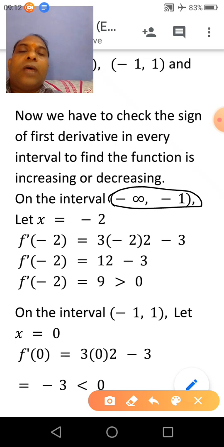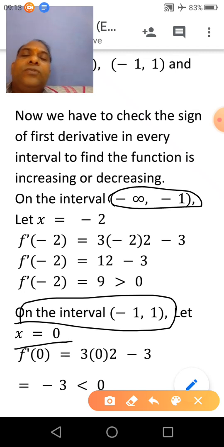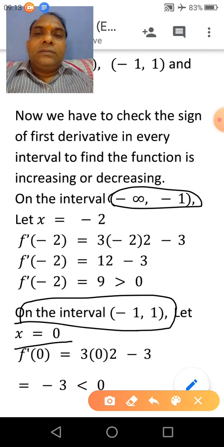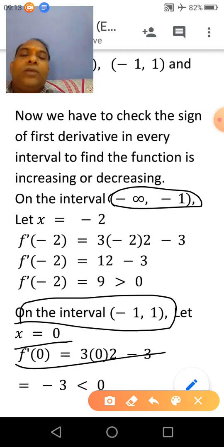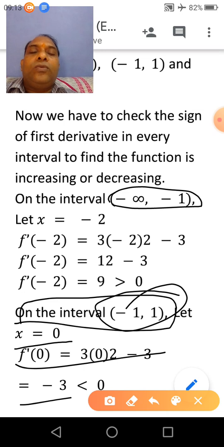Clear? Now the second interval, minus 1 to 1. Consider any number lying in this interval. So let x is equal to 0, because 0 is lying between minus 1 and 1. So put the value of x in f dash x, which means you have to put x is equal to 0 in f dash x. So f dash 0 will be equal to minus 3. It means at x is equal to 0, f dash x is less than 0, which means negative. So the function is decreasing in the interval minus 1 to 1. Clear?